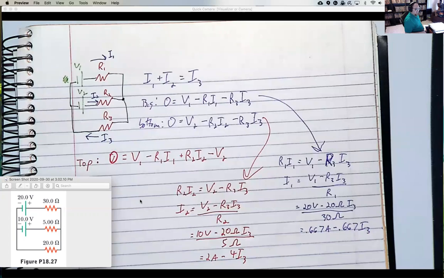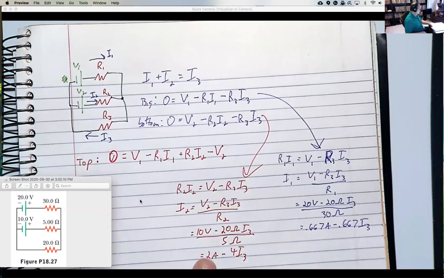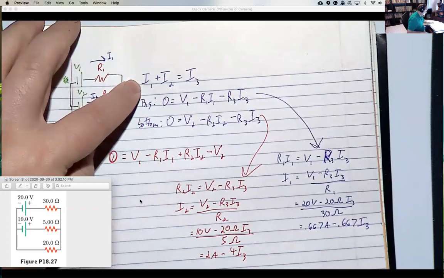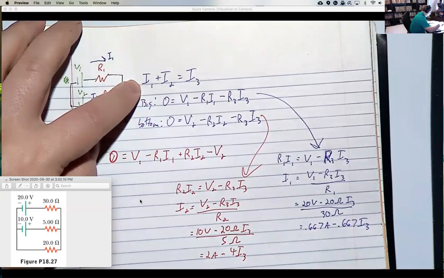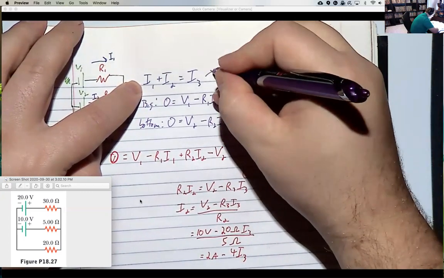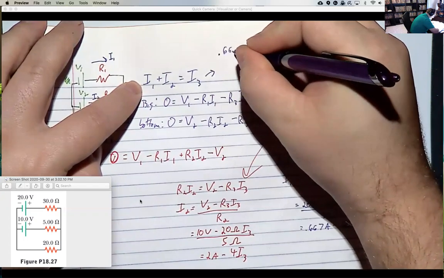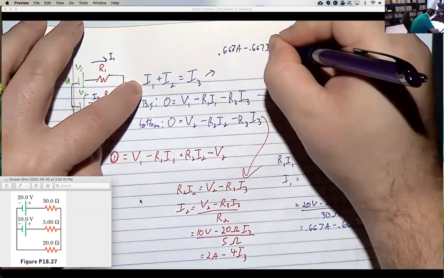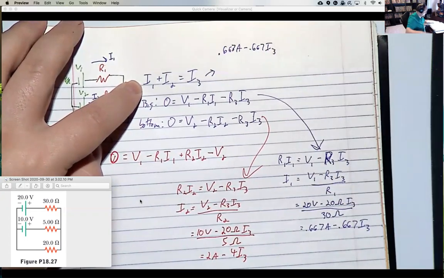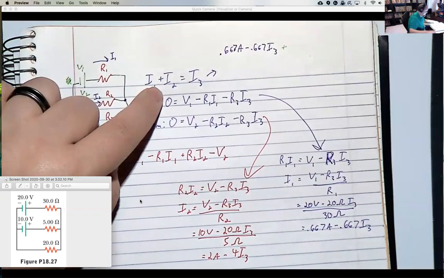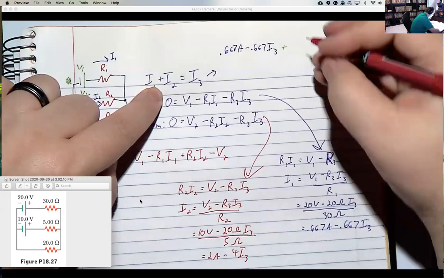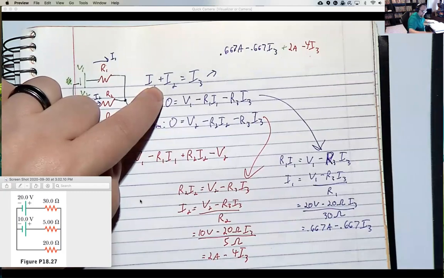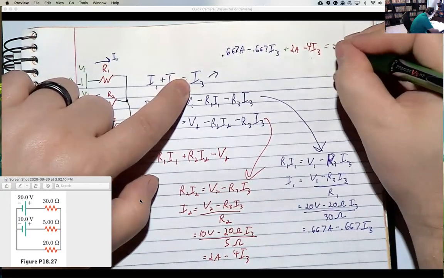See, now I have an equation for I1. I have an equation for I2. And I'm going to put them into this equation. I'm going to say I1, 0.667 amps minus 0.667 I3, plus I2, 2 amps minus 4 I3, equals I3.